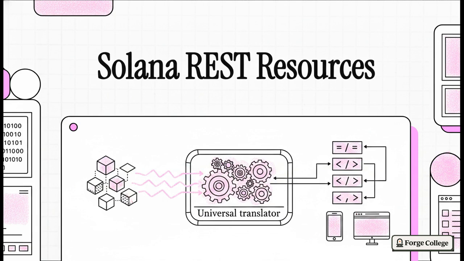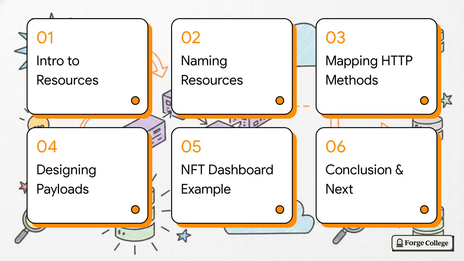We are going to bridge that gap and translate all that complex on-chain state into standard, predictable Web 2 REST JSON, the exact kind of stuff any front-end developer can easily pick up and work with. All right, here is our engineering schematic for today. We'll quickly run through an intro to resource modeling, naming your Solana resources, mapping HTTP methods, designing the perfect payload, a real-world NFT dashboard example, and then we'll wrap it all up with our conclusion and next steps.